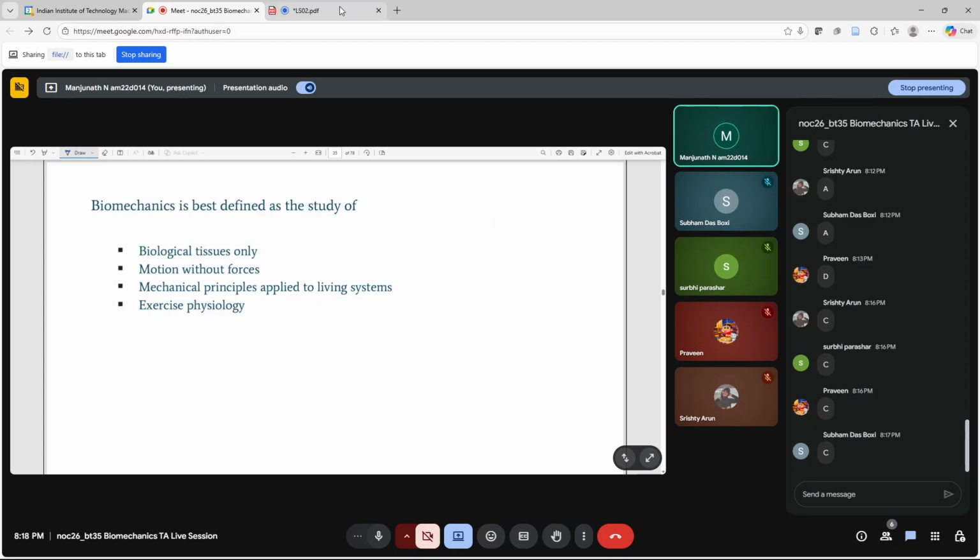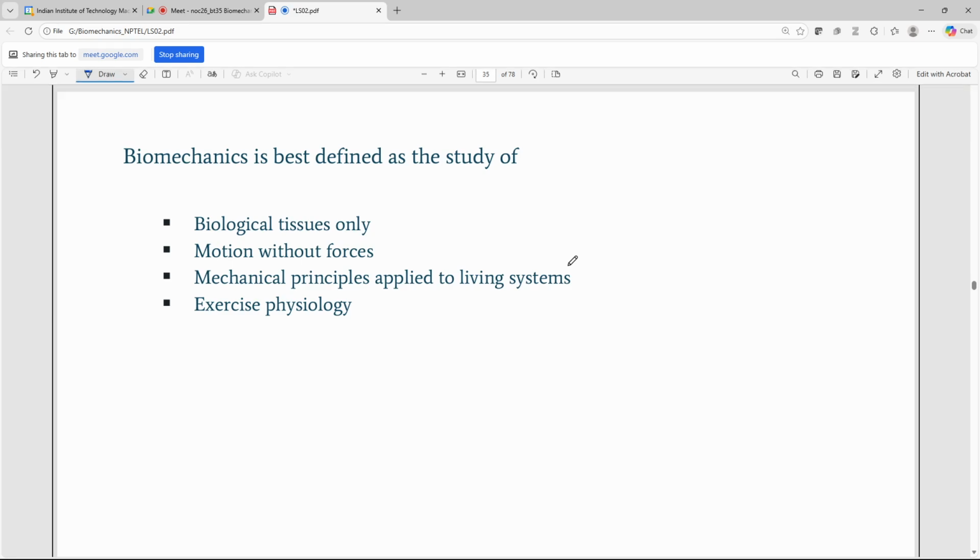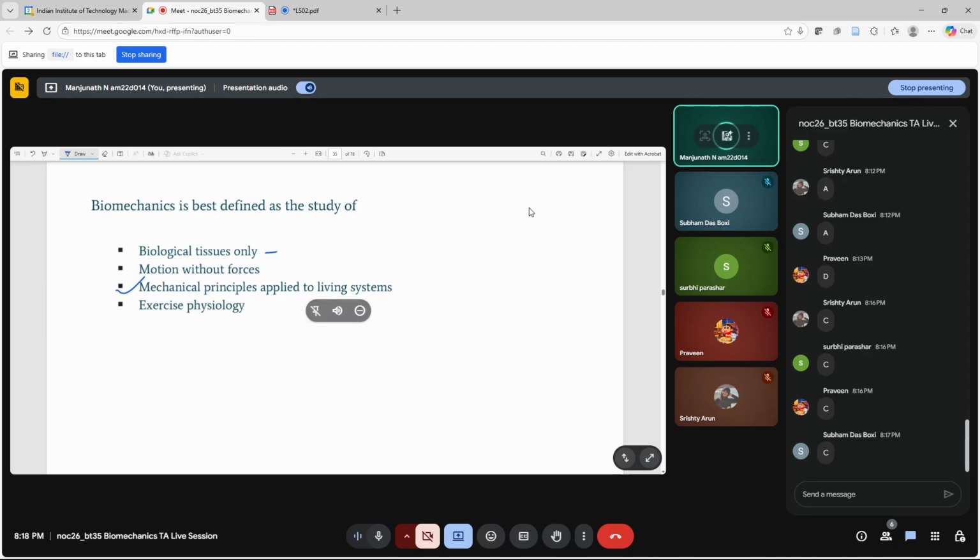Simple one, yes. So everybody answered it. The right option is option C, mechanical principles applied to living systems. Can you name the other branches of study? What is the study which is studying only biological tissues? We can quickly answer these questions, then we can move on. It's kind of basic questions. What's the branch of study that is studying biological tissues?